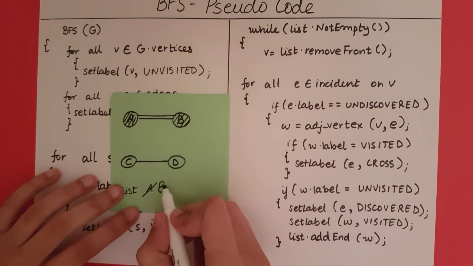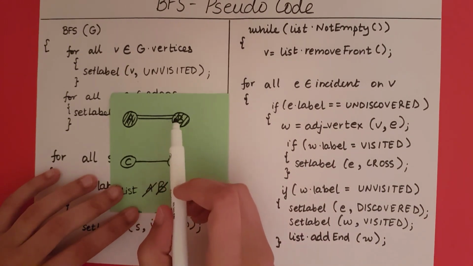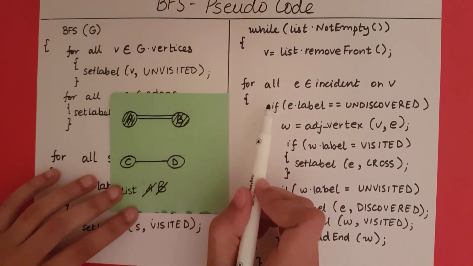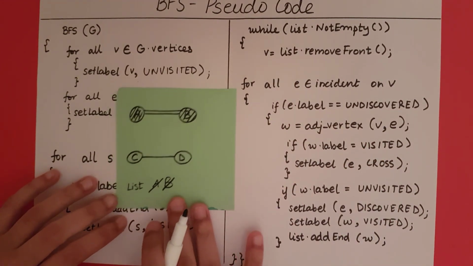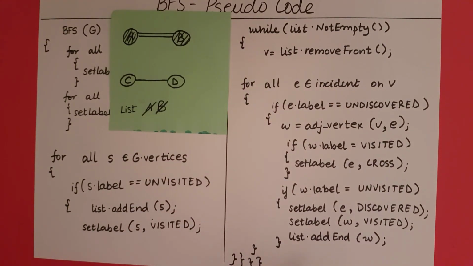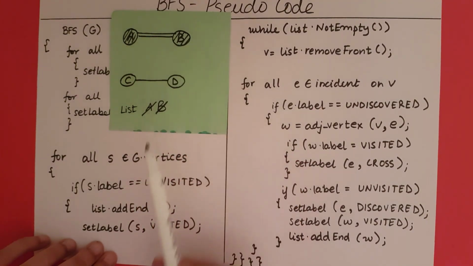List is not empty. So I'll remove B from the beginning of the list and I will look for undiscovered edges. There are no undiscovered edges incident on B. So I will exit the for loop after this. Now I will check while list not empty. But over here the list has become empty. Now the while loop will end and I will come back to this for loop for all S in G dot vertices. So I have taken A. Now let me take B. If S label is unvisited, B is visited. So we will not perform any of this.